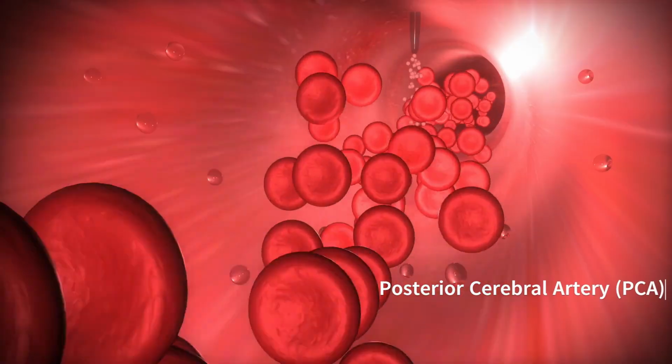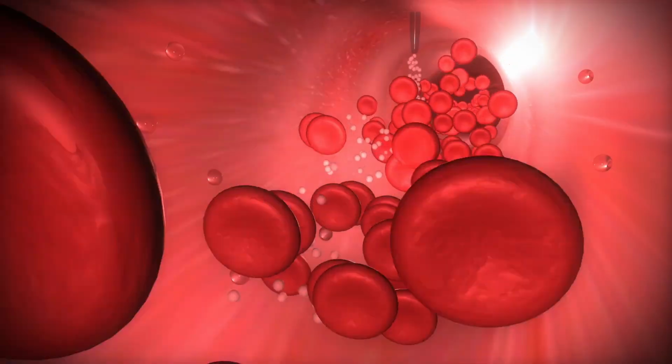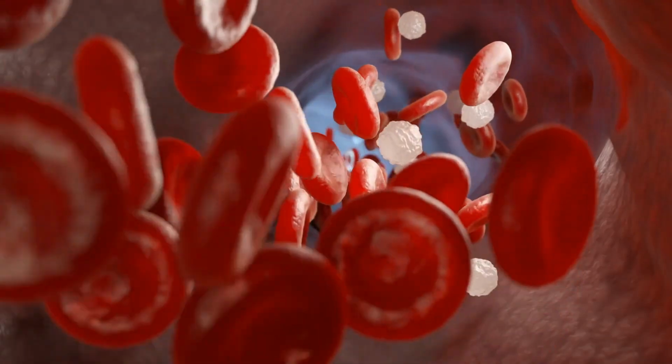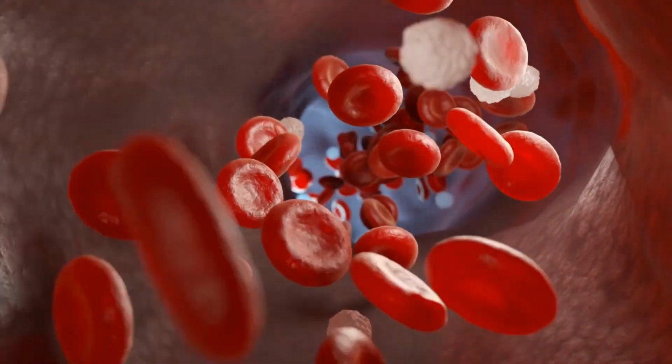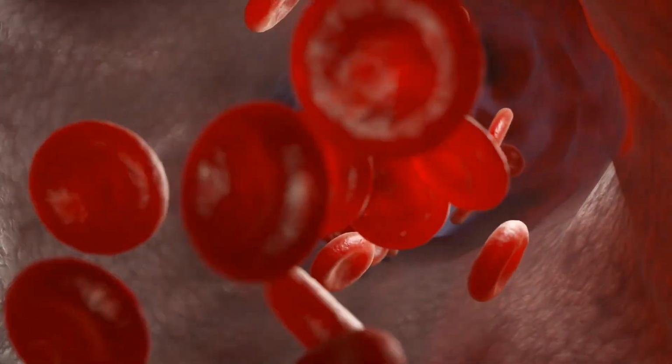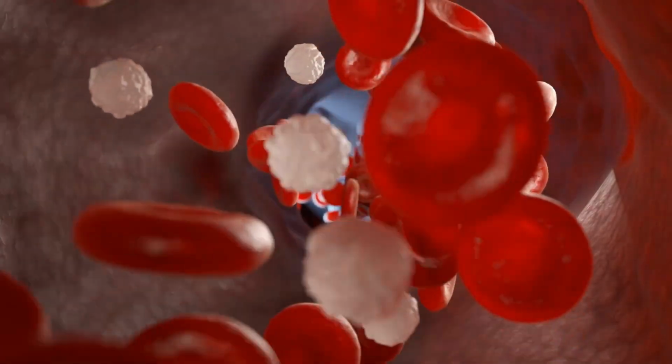which is a loop of arteries at the base of the brain that functions as a failsafe. This means that if there is an interruption of blood flow from either the internal carotid arteries or the vertebral arteries due to a stroke or a ruptured aneurysm, the unaffected vessel can still provide blood flow to the affected part of the brain by the circle of Willis.